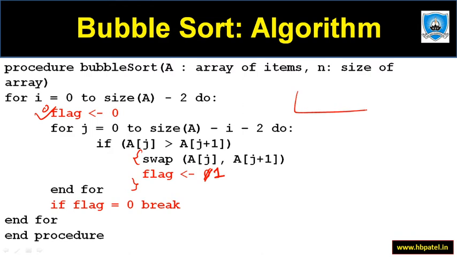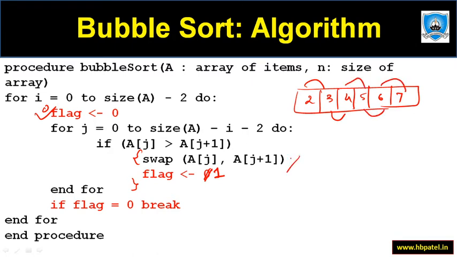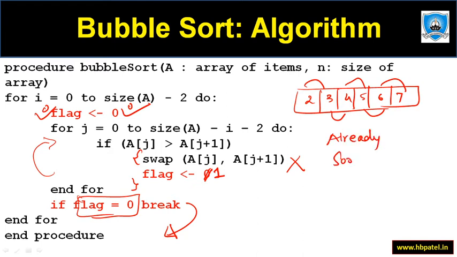That means in case of an example like 2, 3, 4, 5, 6, 7, there will not be a single swap, so it will not go here, and the flag will remain 0. So if flag equal to 0, we will break, meaning come out, and we do not need to go back and check again. So just by introducing one extra variable, you can even take care of an already sorted list or array. All right, so this is all about bubble sort.